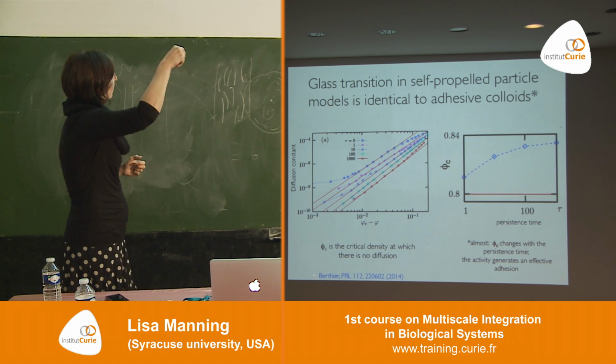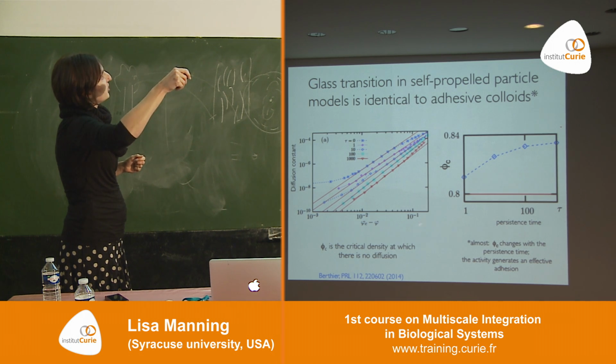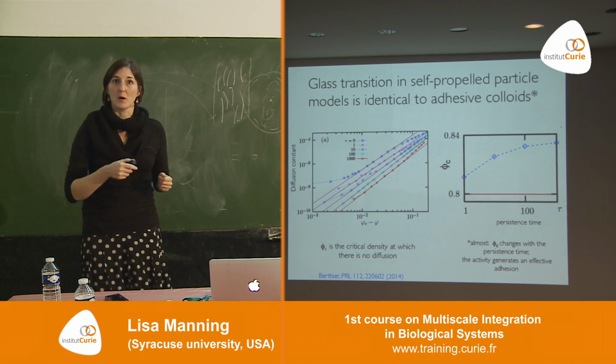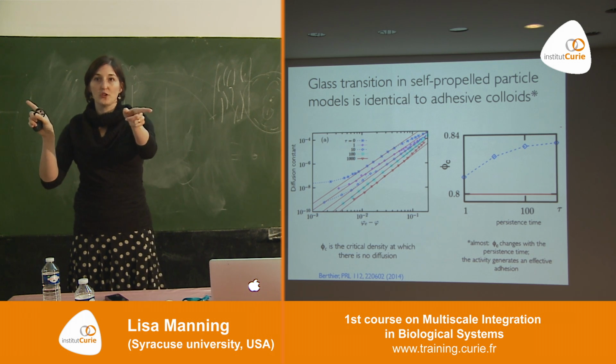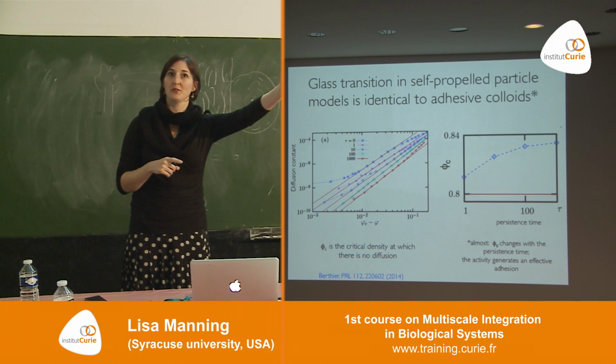And what Ludovic Berthier has shown is that there is a critical density at which they jam, but it changes a teeny tiny bit as you change the persistence time for these models. So remember, in these models, there's a velocity and then there's some noise. And so the persistence time tells you how long you tend to go in a straight direction before you curve.